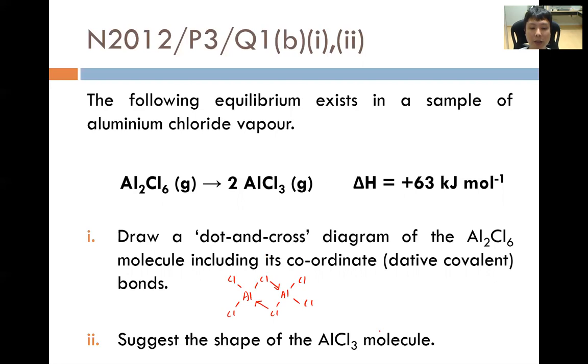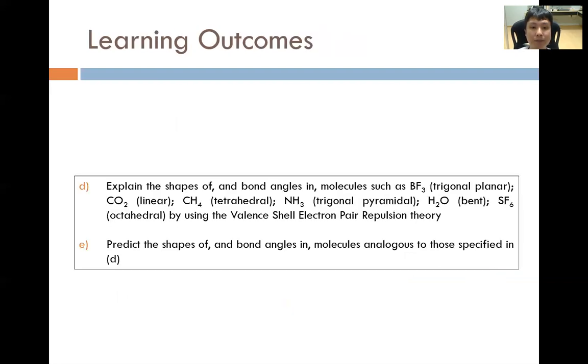Okay, suggest the shape of the AlCl3 molecule. So the AlCl3 molecule looks like this. Okay, whereby there are 3 electron domains around the central aluminum atom, and there are no lone pairs, so it will actually be a trigonal planar arrangement. Trigonal because there are 3 groups, and it's a flat molecule, so it's a trigonal planar molecule. And the bond angle will be equal to 120 degrees. Okay, so that's the answer to that question.